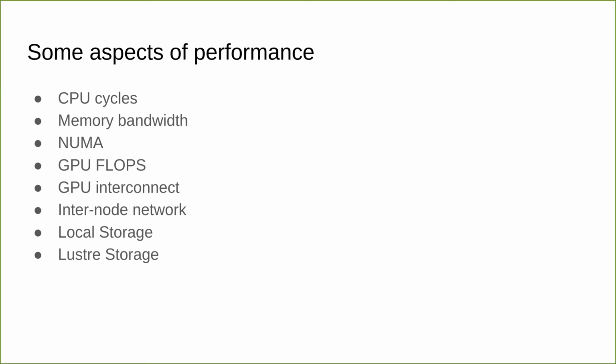The internode network is very important if you're doing things like MPI. To some extent, it also affects Lustre performance. But since we have 100 gigabit networking as our internode network on all the systems, that's less of a factor for Lustre.